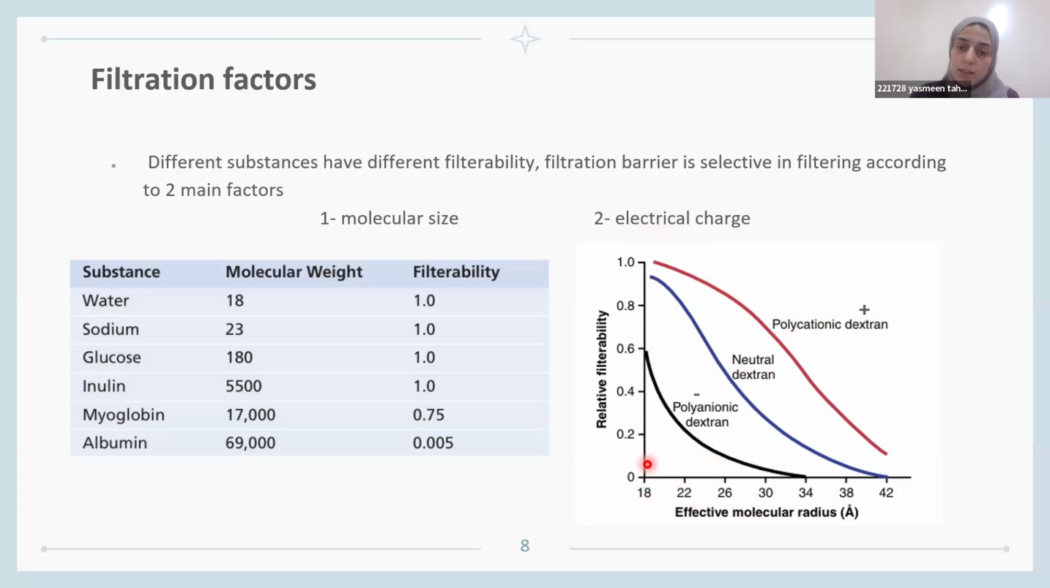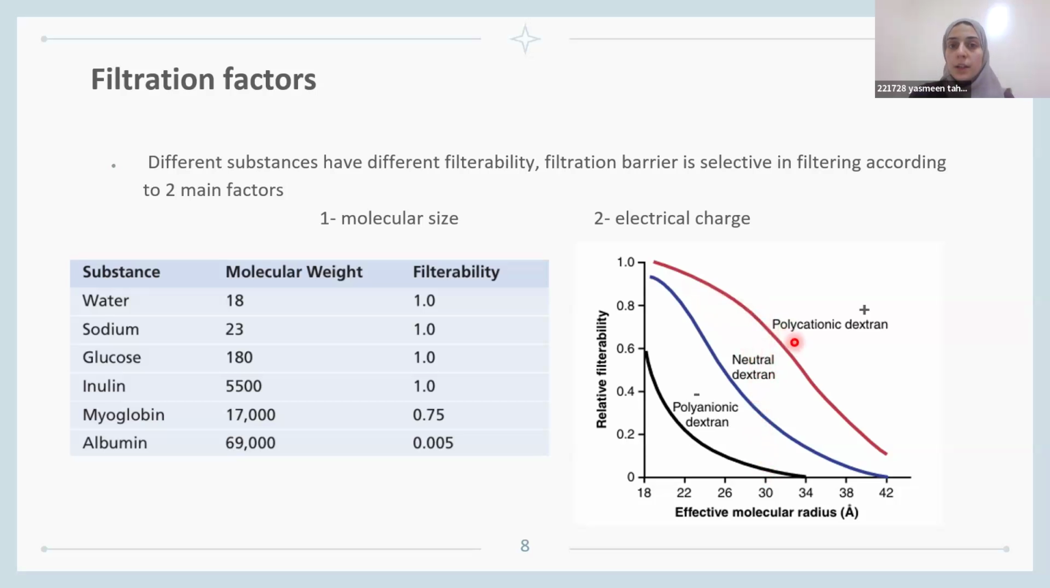Now, if we look here, this is the relative filterability, and this is the radius. Here are the charges. For the same radius, let's look at this size, for example, 30. For the same size of molecule, something that's positively charged is filtered higher than a neutral dextran. In this case, we are comparing dextrans, which are polysaccharides. So something that's positively charged is filtered higher than neutral ones and much higher than negative ones. And again, we are comparing the same size.